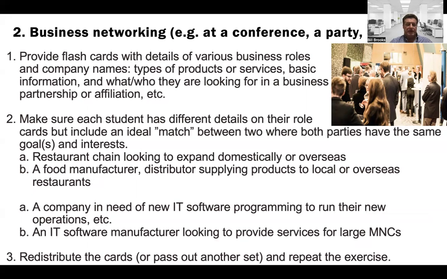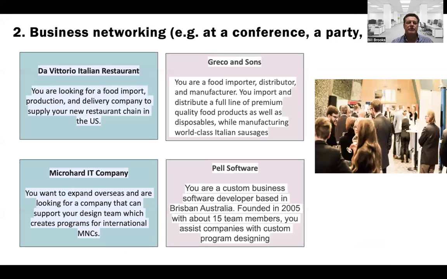And then some examples would be a restaurant chain looking to expand domestically overseas, and he or she is looking for a food manufacturer, distributor supplying products to local overseas restaurants. Another one would be an IT software programming company looking for someone that could make IT software, and they're looking to provide services to these large MNCs. And so looking for the pairs that match up. That's a kind of a fun exercise.